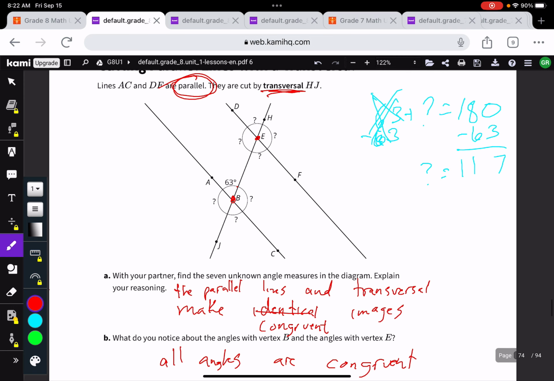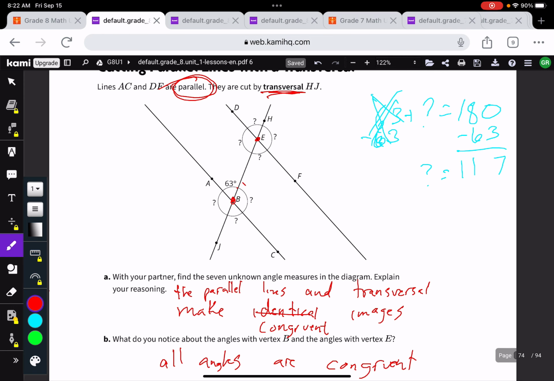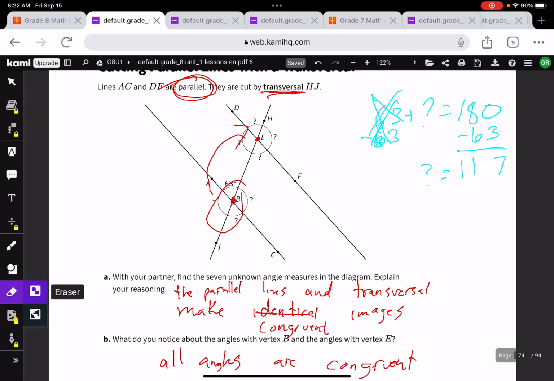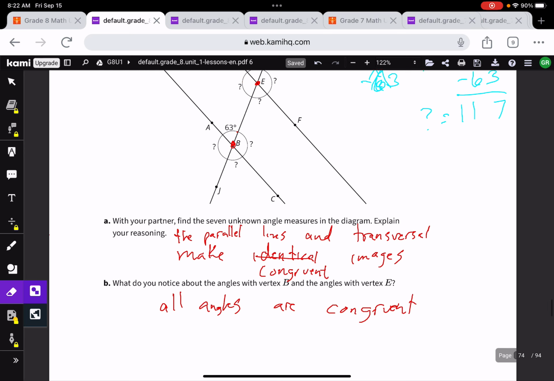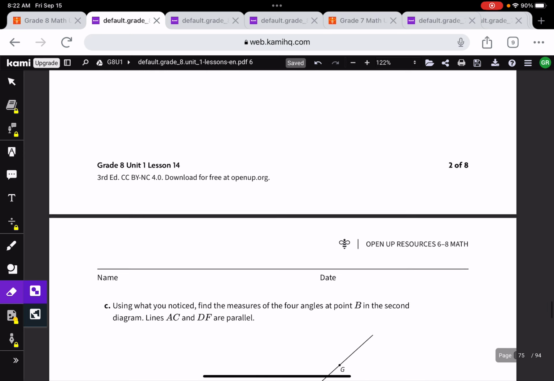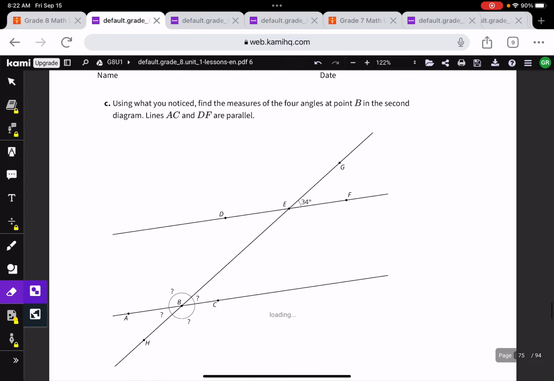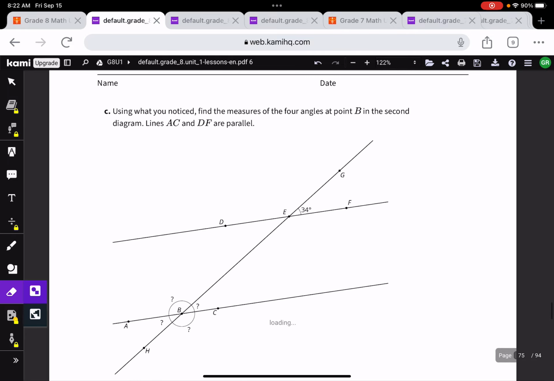And we can prove that too. If you had tracing paper, you should just trace this and move it up there if you're not quite sure. And again, this only works with parallel lines. If it doesn't say it's parallel, we can't do any of this. Then we have to just go back, get out a protractor. So, using what we noticed, find the measures of 4 angles at point B in the second diagram. Lines AC and DF are parallel. So, this is very important to know that it only works if these are parallel.